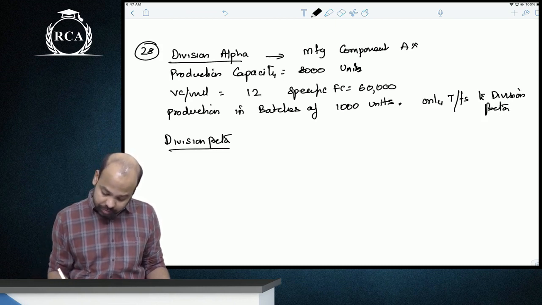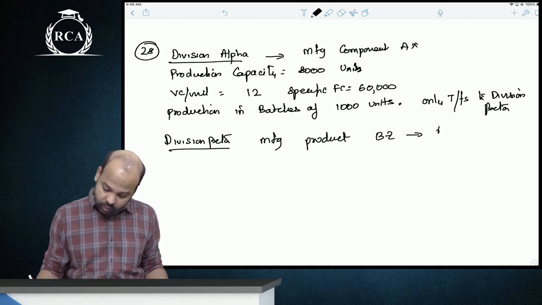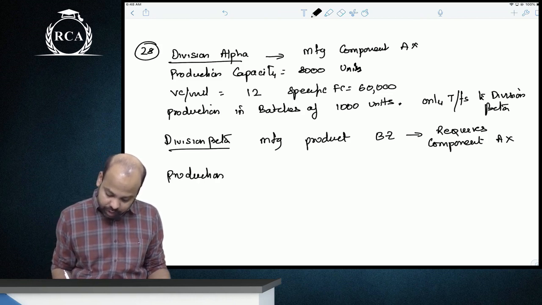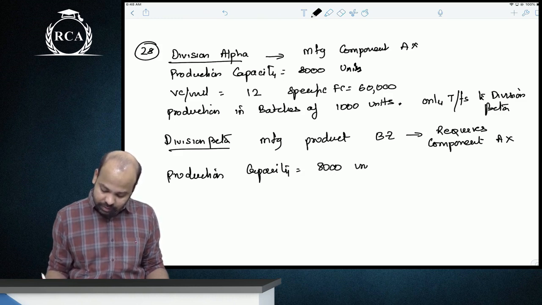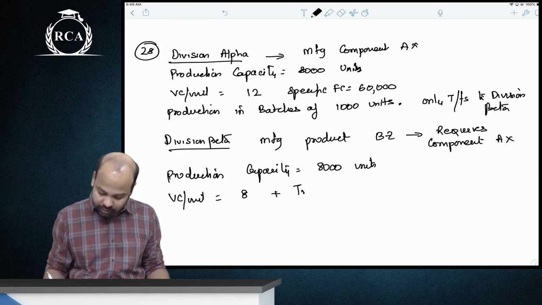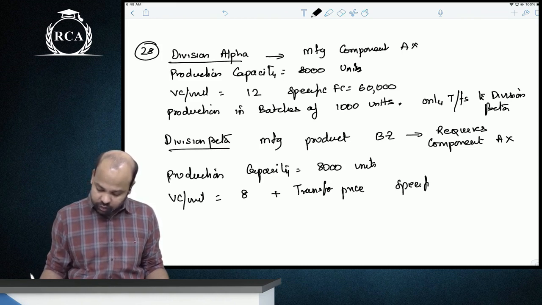When you talk about division beta, it manufactures product BZ. This requires component AX. The production capacity of beta is again 8,000 units. This is the maximum that you can sell in the market. Variable cost per unit for beta would be 8 rupees plus whatever is the transfer price. Specific fixed cost to be taken into consideration is 90,000 rupees.